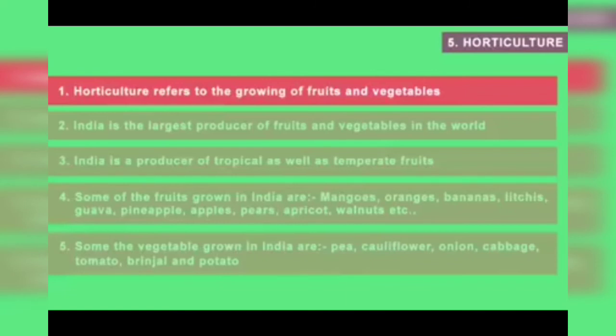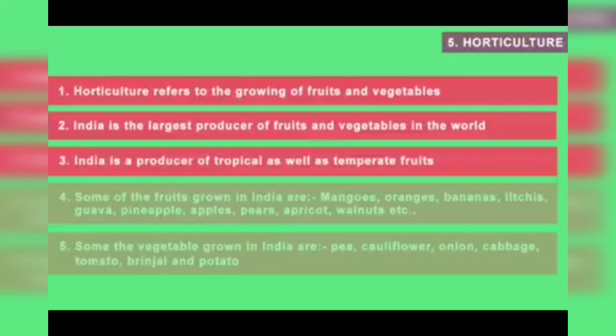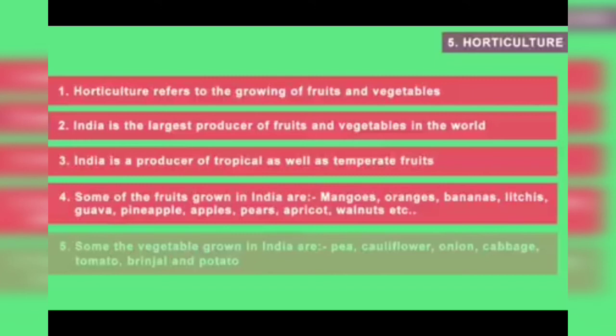And the next crop is horticulture. When it comes to horticulture, just remember fruits and vegetables. So all the colorful, different shaped, solid products that we consume, these are called horticulture. Now India is the largest producer of fruits and vegetables in the world. Now India produces both tropical as well as temperate fruits. So we have mangoes, oranges, bananas, lychee, guava, pineapple, apples, pears, apricots, walnuts. So all these kinds of rich fruits are grown in India.